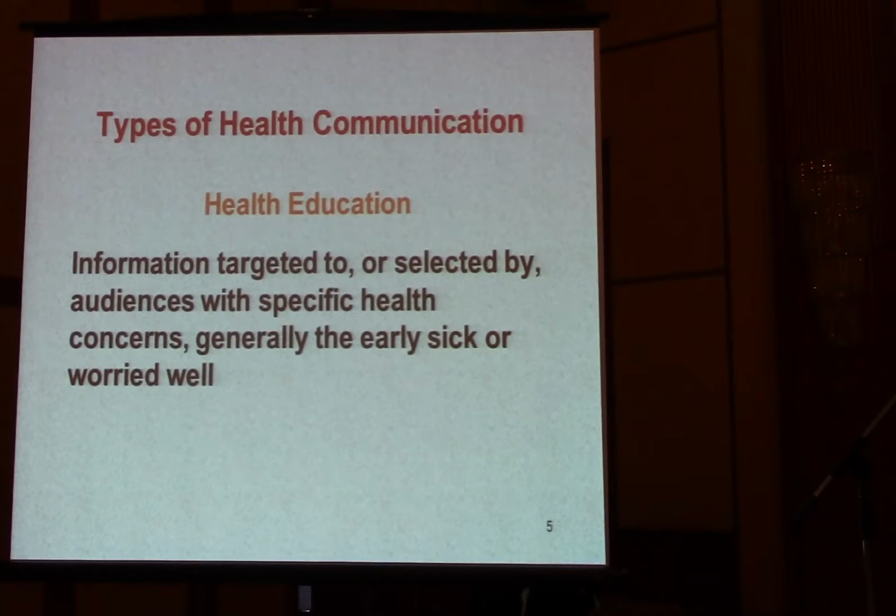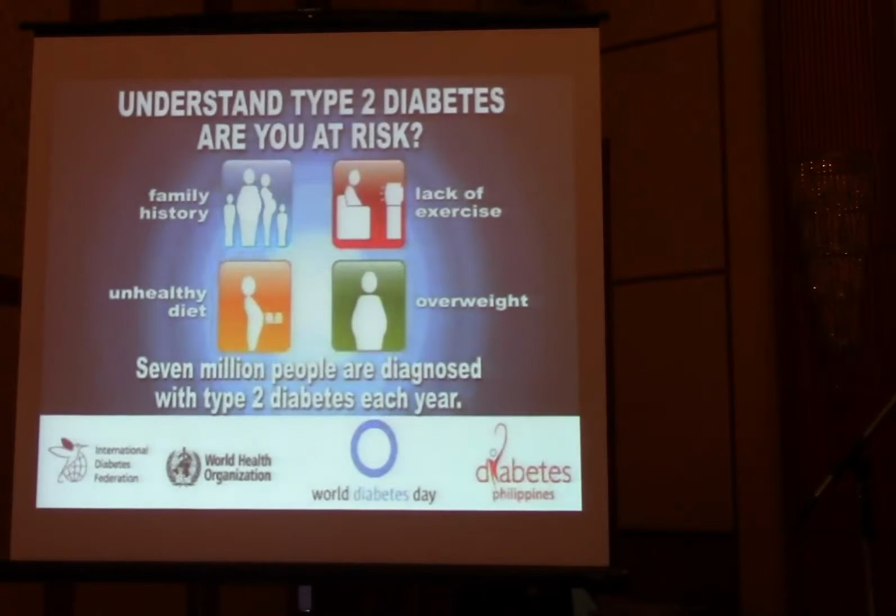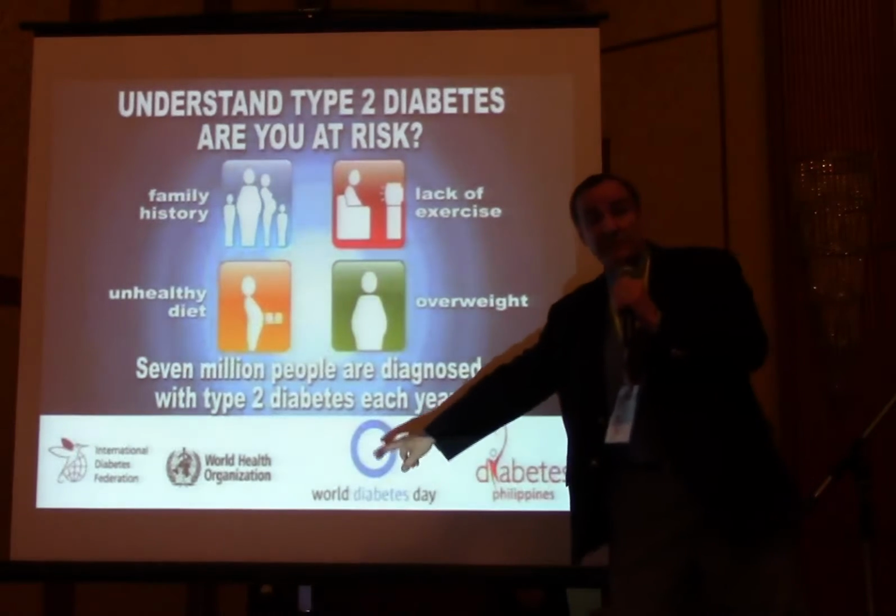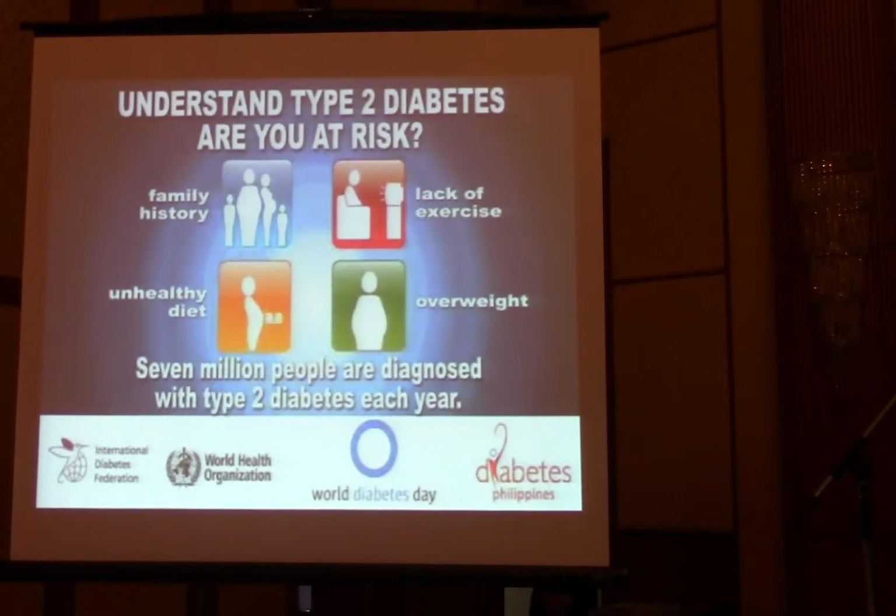Next we have health education, and this is where we are basically looking at information for what we call the early sick or the worried well. And they are beginning to move into the healthcare system. And so it's a more specific audience. They have more specific information needs. And this is an example of a handout that you might have for health information. You can see it's got some risk factors there. The logos at the bottom are important because they establish the credibility of the message, which is something that's oftentimes overlooked.